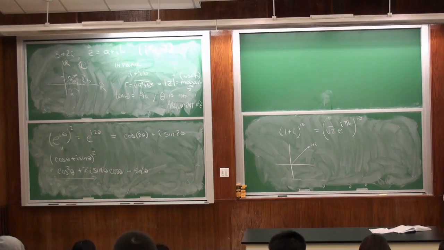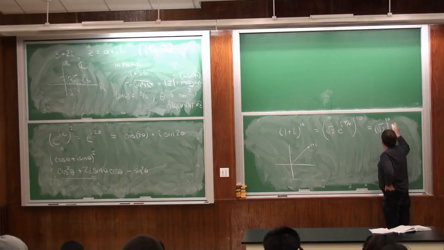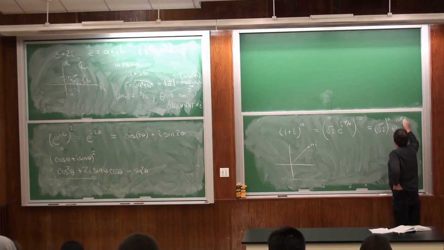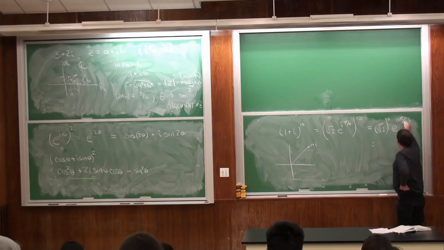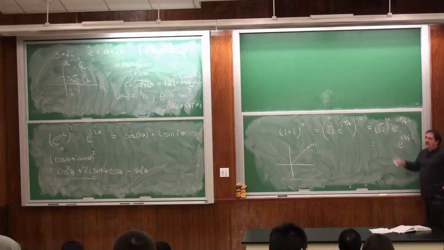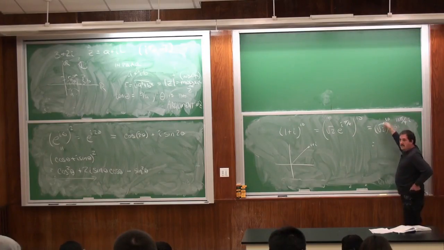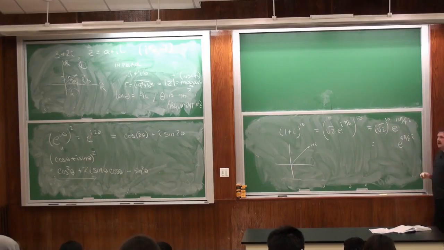So what's the angle of the 10th power of that? Yeah, 10 pi over 4, which is 5 pi over 2. So this is square root 2 to the 10th, e to the 10 pi over 4 i, which is the same as, so this is 5 pi over 2. And square root 2 to the 10th is the same thing as 2 to the 5th, right? Because take half of them and square them. And 2 to the 5th is 32, I think.